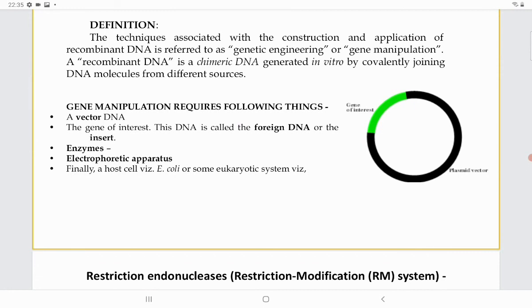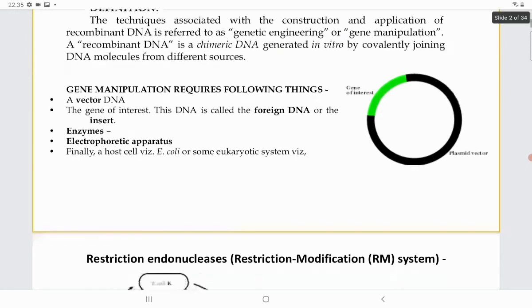And you also need a host cell within which you will transfer the recombinant DNA so that it can remain there and it can replicate. It can make several clones of it. When the cell divides, the DNA also replicates and multiplies, and the number increases, it amplifies, and anytime you can purify it and you can go ahead for further research, whatever you want to do with that. So these things are required.